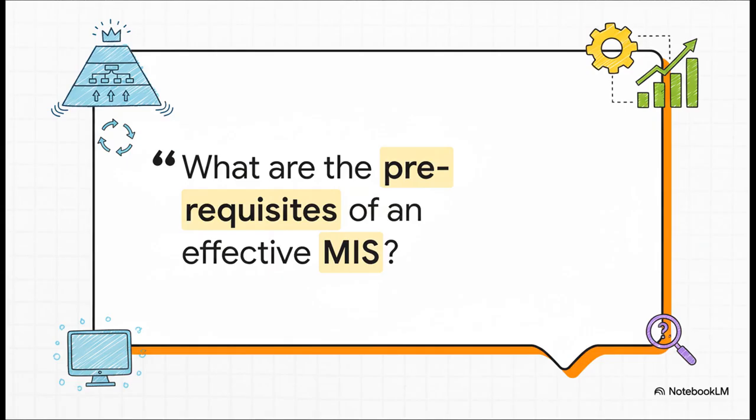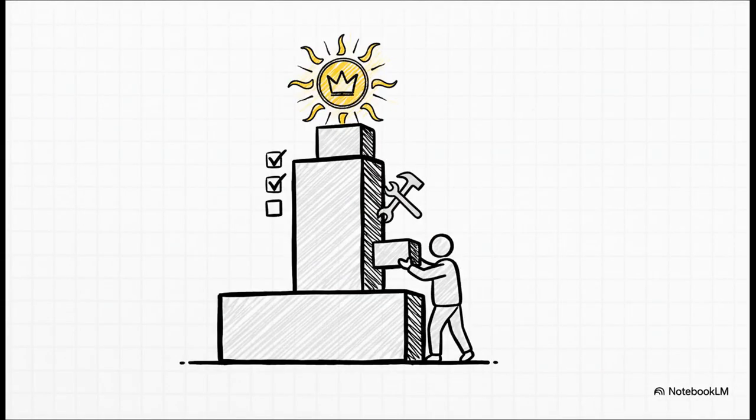Okay, so here's the other side of that coin. Instead of asking what can go wrong, a question might ask, what do you need to get right from the very beginning for an MIS to even have a chance of succeeding? What are those essential ingredients? And these are the absolute must-haves.